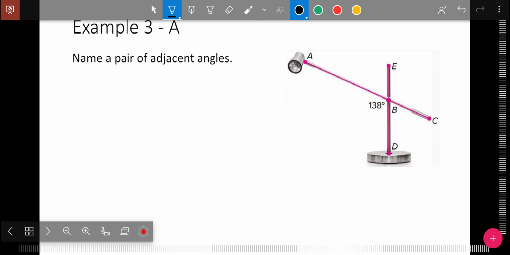Let's go through these examples. There are multiple examples here of adjacent angles. Take a second, look at the picture. Do you see a pair of adjacent angles? There are lots of right answers here. The first angle I saw was angle ABE. It's adjacent to this angle right here, ABD, because they share AB. So ABE and ABD. That's just the first one I saw.